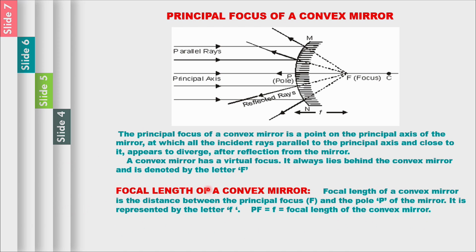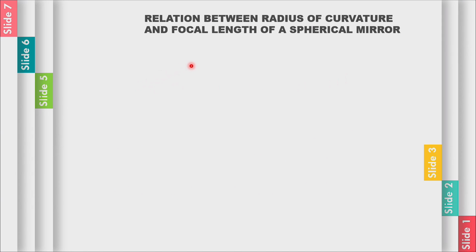Similarly, here also, the focal length of a convex mirror. What is the focal length of the convex mirror? Same thing. It is the distance between the principal focus and pole of the mirror. It is usually denoted by small letter f. See the diagram, PF. This distance between P and capital F is called the focal length of the convex mirror.